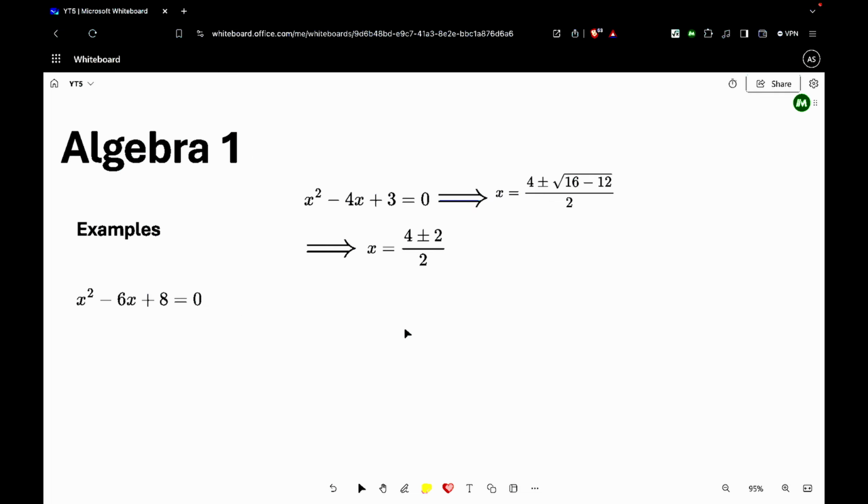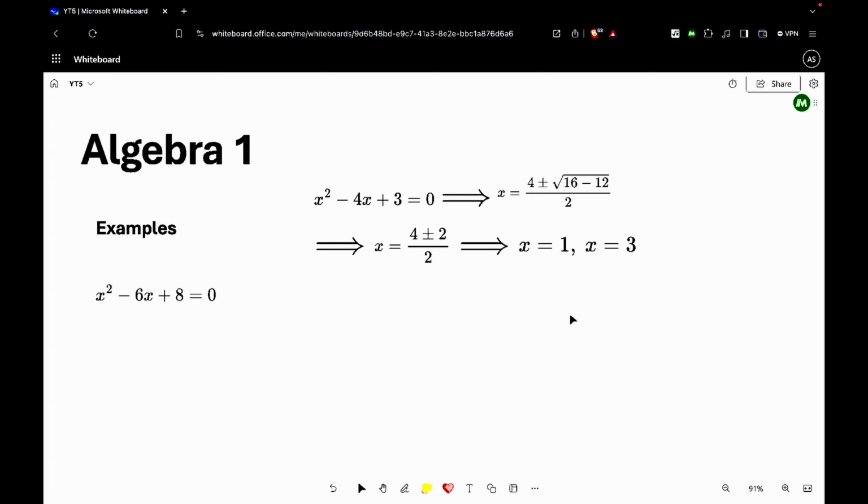After evaluating the square root part of the equation, we get 4 plus minus 2 divided by 2. Our final step is to simplify this equation even more and get our 2 independent solutions. With that final step done, our 2 solutions are x is equal to 1 and x is equal to 3.